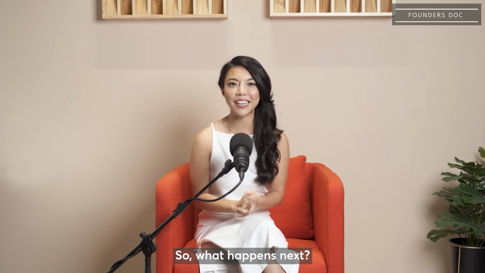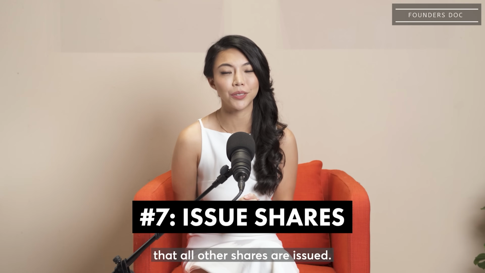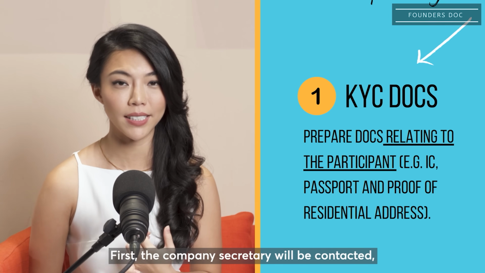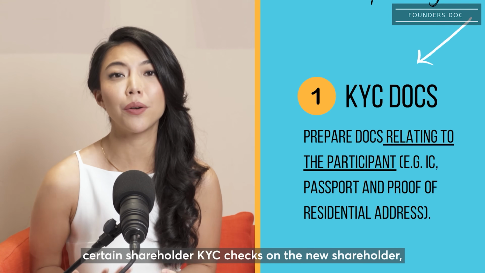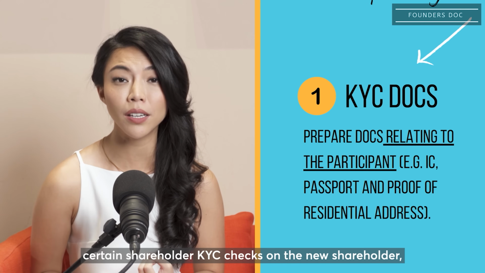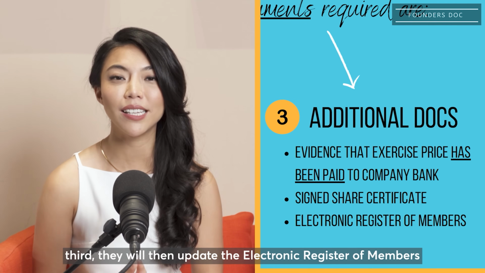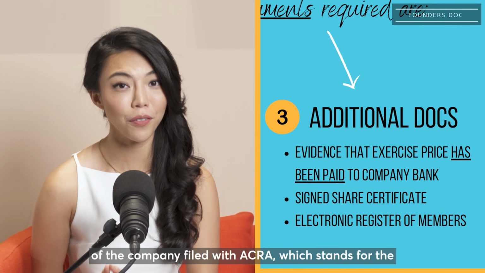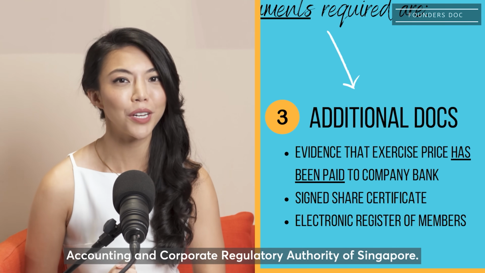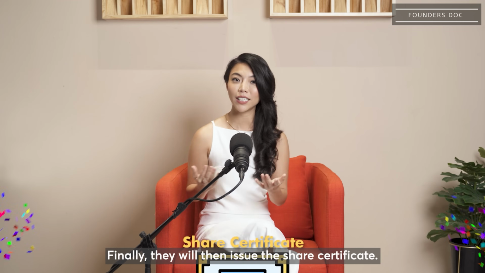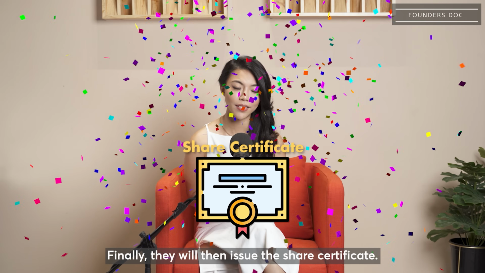So what happens next? Well, shares are issued the same way that all other shares are issued. First, the company secretary will be contacted. Second, she or he may have to carry out certain shareholder KYC checks on the new shareholder. Third, they will then update the electronic register of members of the company filed with ACRA, which stands for the Accounting and Corporate Regulatory Authority of Singapore. Finally, they would then issue the share certificate.